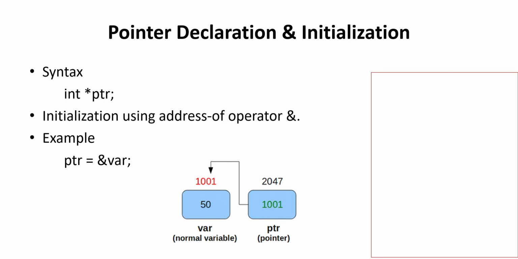Now let us see how to declare and initialize a pointer. Syntax: int *ptr; This means ptr is a pointer. It can store the address of another variable. Example: ptr = &var; Now let us understand this program line by line slowly.